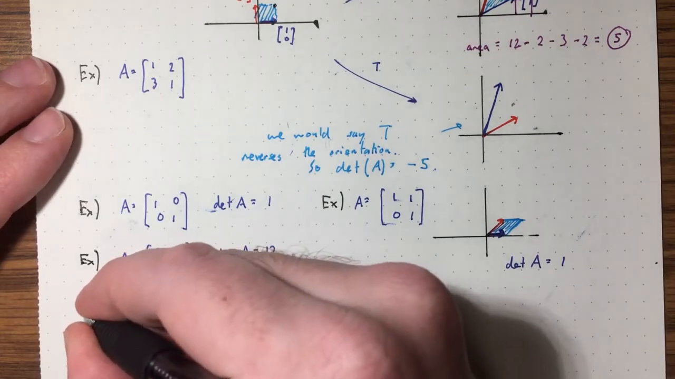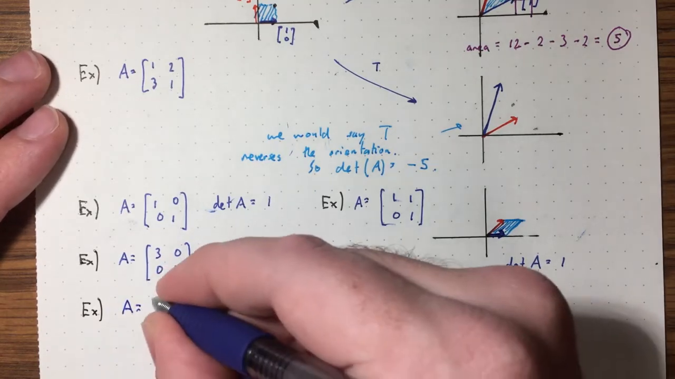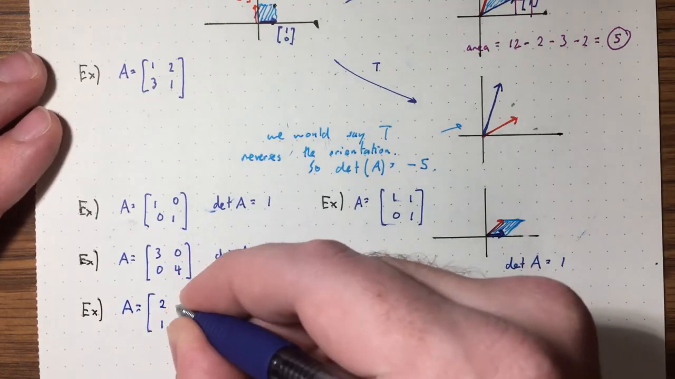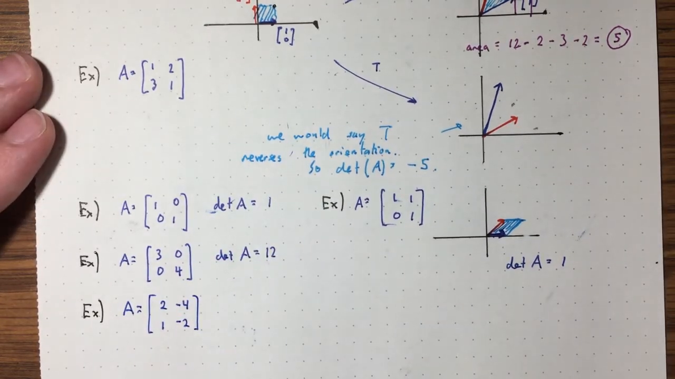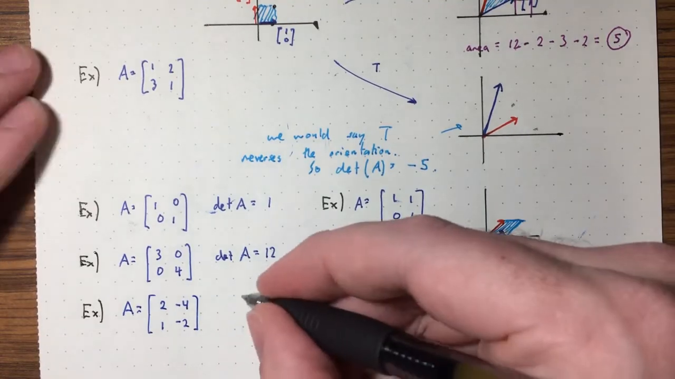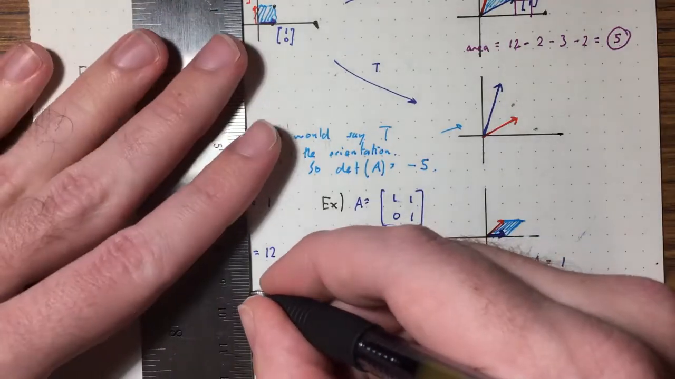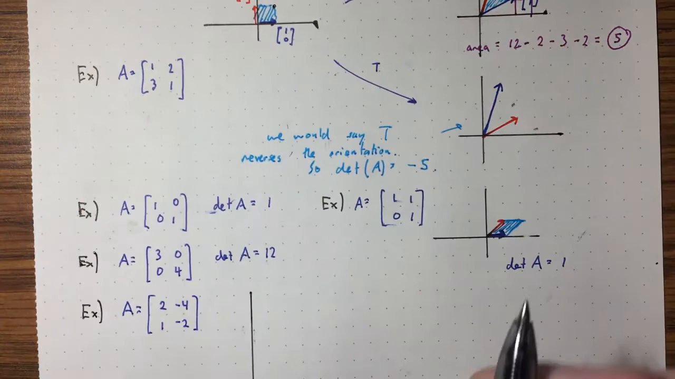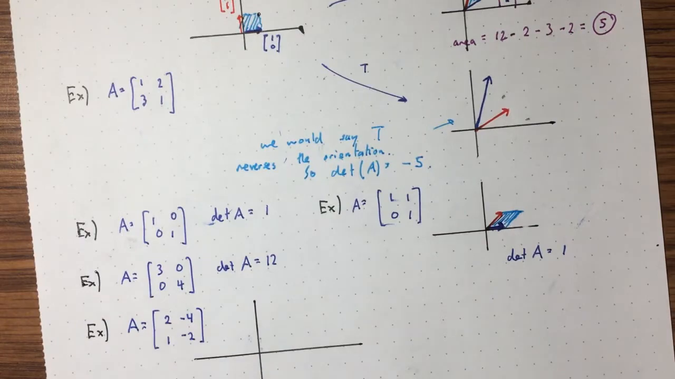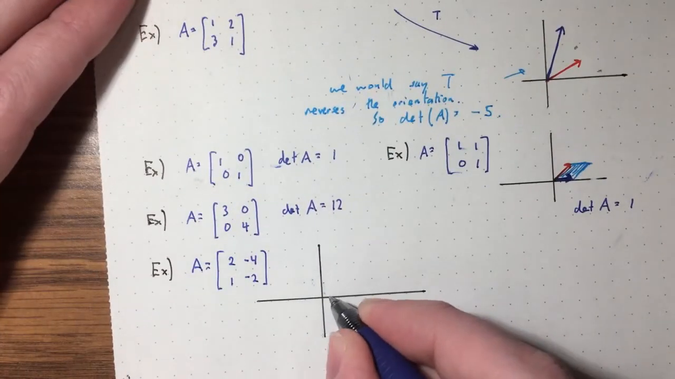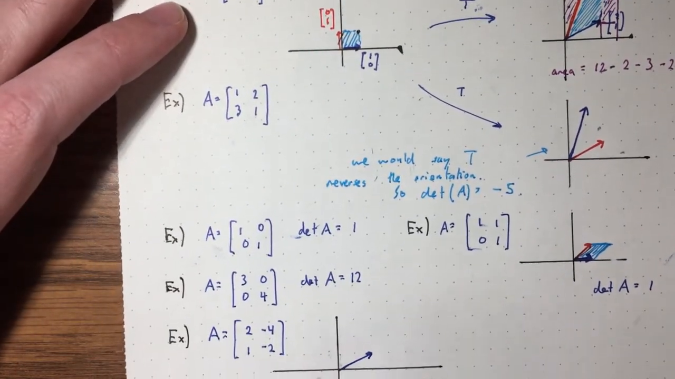One more, and then I'll tell you the formula for the 2 by 2 case, which a lot of you have probably already seen. Let's do this one: 2, 1, minus 4, minus 2. Where are my standard basis vectors going to end up here? Let me draw a graph. My vector 1, 0 gets sent to 2, 1. That's this vector. And then 0, 1 gets sent to minus 4, minus 2.